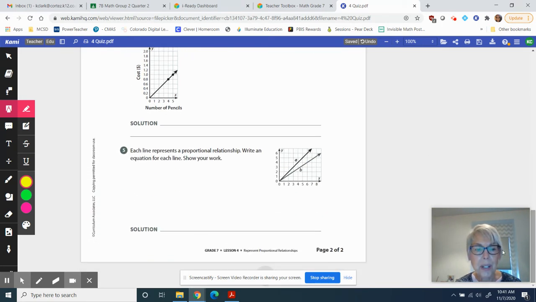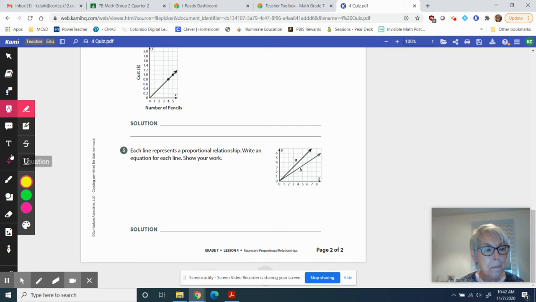All right, the next question I want to look at specifically is number 5. Each line represents a proportional relationship. They're asking us to write an equation for each line, so we need to have 2 equations. We are going to look at equation A first. So I need to find my constant of proportionality.